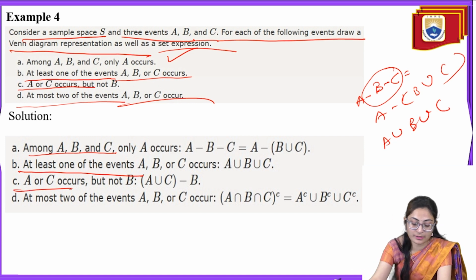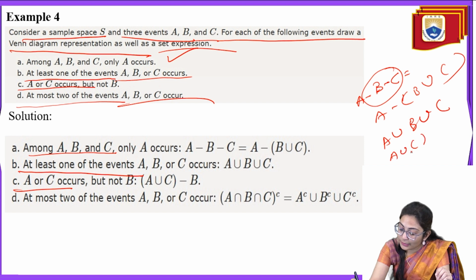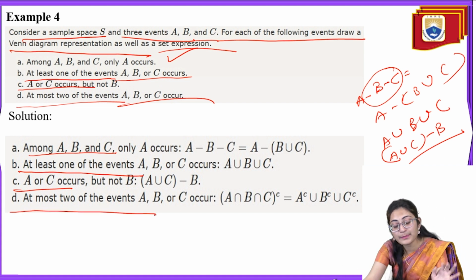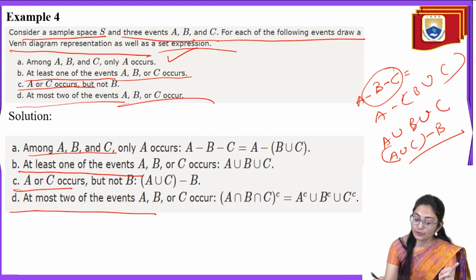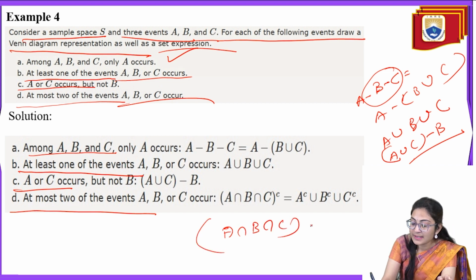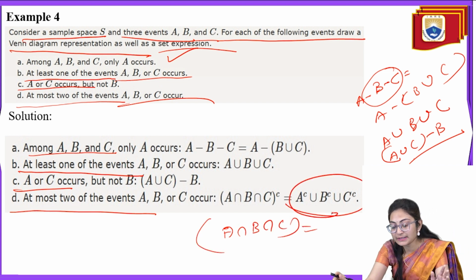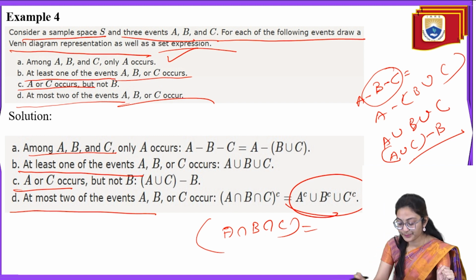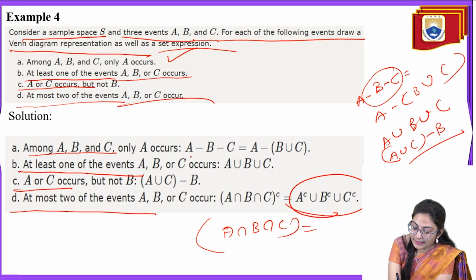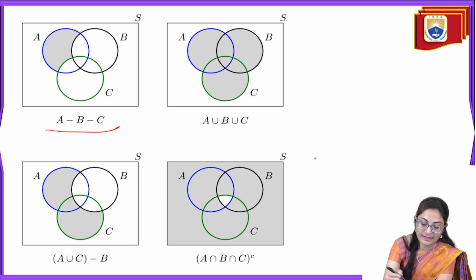So A or C occurs but not B. A union C but not B, so we will subtract B. At most 2 of the events A, B or C. Maximum only 2 events we want. So what will we take? The combination of A intersection B intersection C. We will take that separately, and then it will convert into the union A union B union C. So you can say that the first is A minus (B union C).